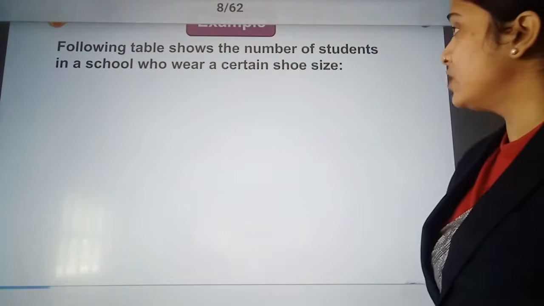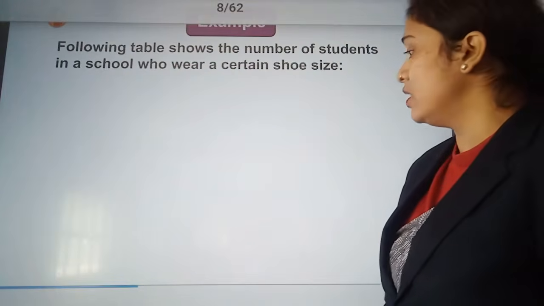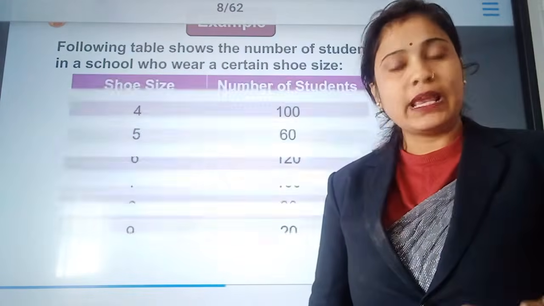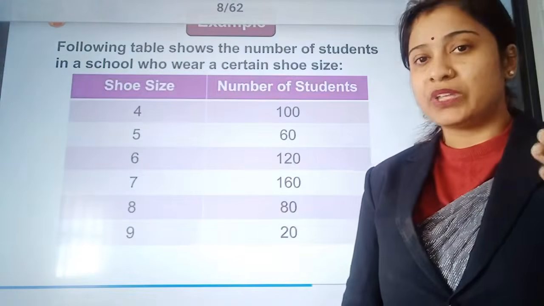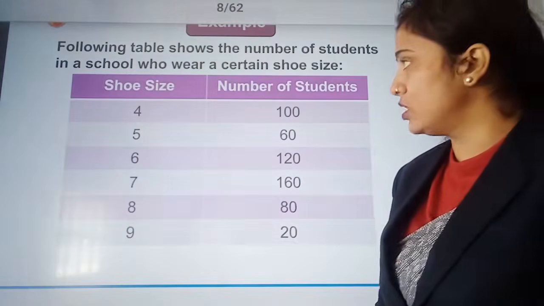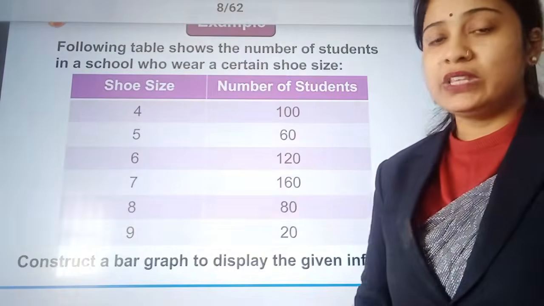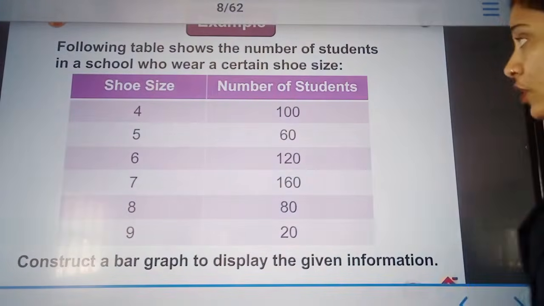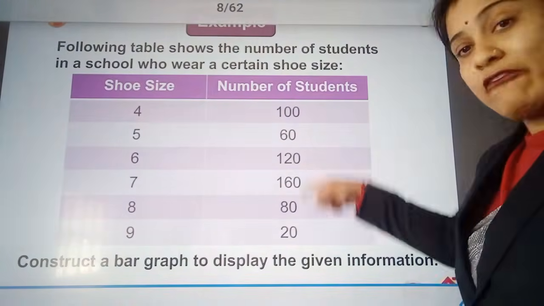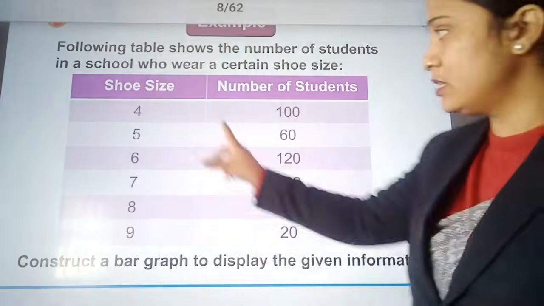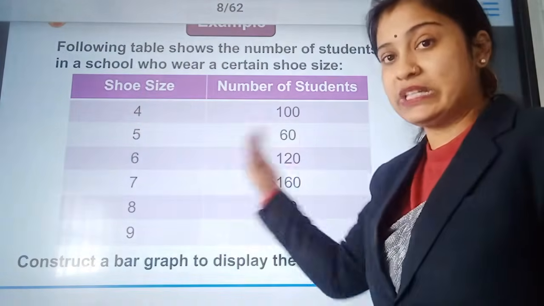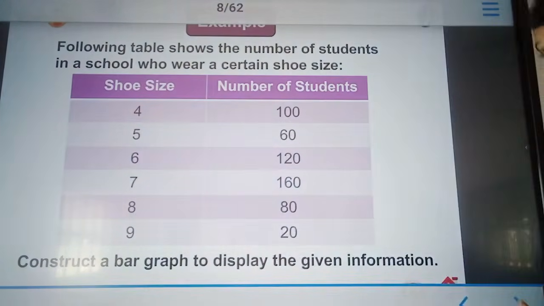Okay, this table shows the number of students in a school who wear a certain shoe size, and now we have to plot the graph related to this table. The shoe size is given and the number of students is given. Okay, then we have to plot the graph. So the number of students, this is the frequency, and this is the given observation along which the frequency is calculated.